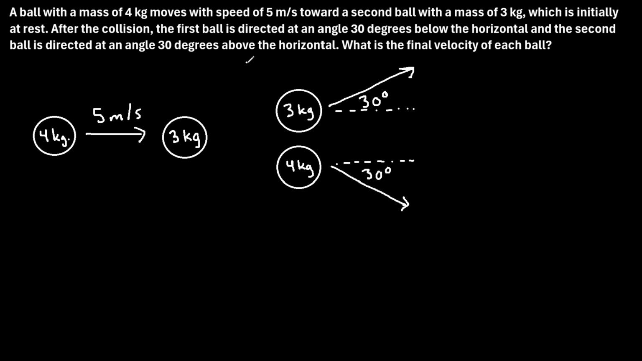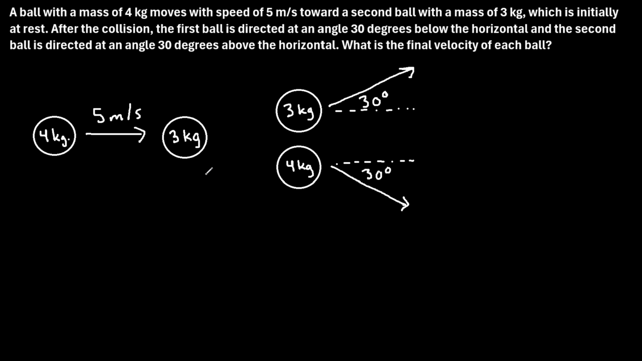After the collision, the first ball is directed at an angle 30 degrees below the horizontal, and the second ball is directed at an angle 30 degrees above the horizontal. What is the final velocity of each ball? So I've gone ahead and sketched out this situation. We have this 4 kilogram ball moving at 5 meters per second towards this 3 kilogram ball. And when this collision occurs, the 4 kilogram ball is sent traveling at 30 degrees below the horizontal, and the 3 kilogram ball is sent traveling 30 degrees above the horizontal. And our question is, what is the final velocity of each of these balls?